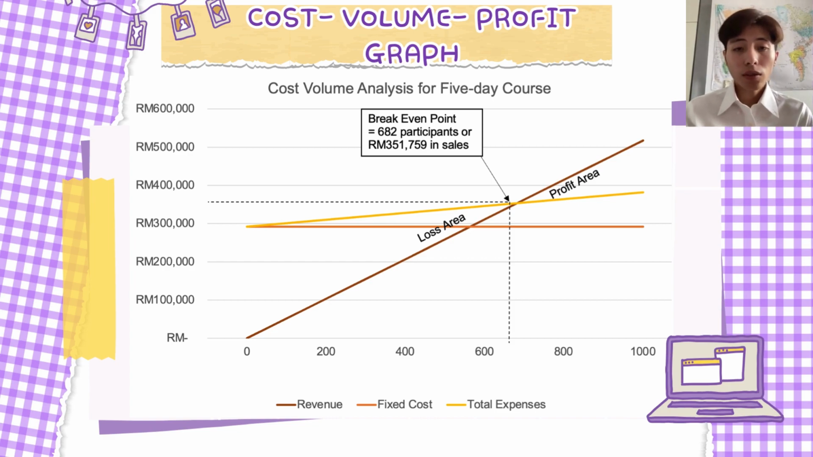And just to let you know, the left side of the graph will be the loss area if the company fails to achieve the required number of participants or sales, and on the right side the company will achieve a profit area if the company achieves more than the desired participants or sales.